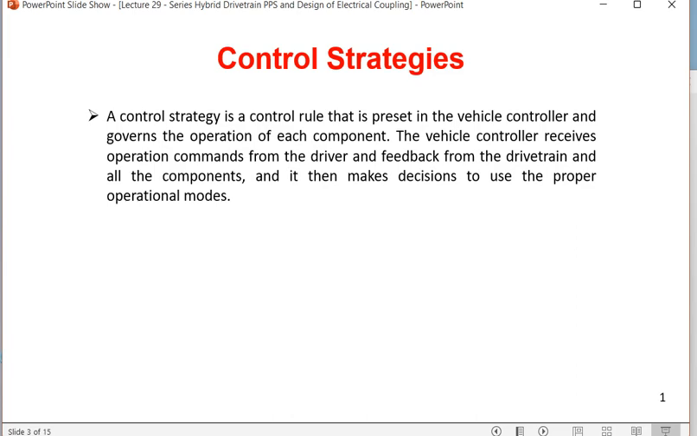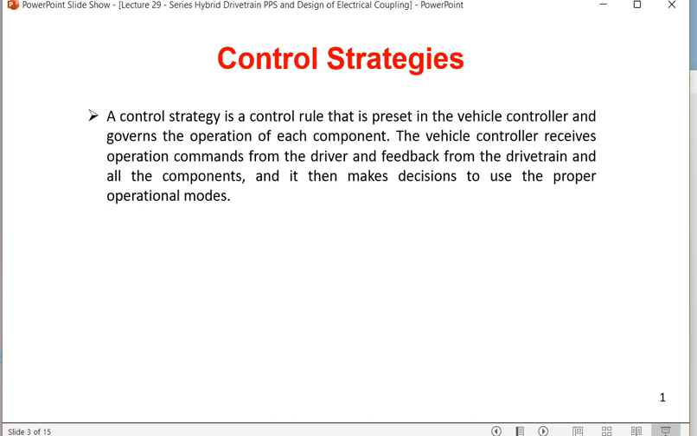So in series hybrid we know there is a fuel source, an engine, and a generator. They actually make the primary powertrain. Then there is a battery and a DC to DC converter. They make the secondary powertrain. These two generate electrical power, and their power is combined in a stage called an electrical coupler. So the series hybrid drivetrain is using electrical coupling.